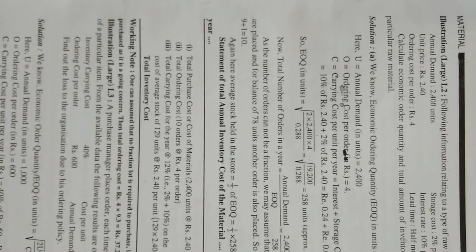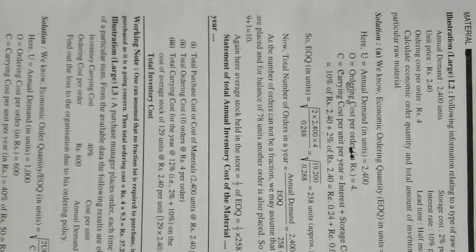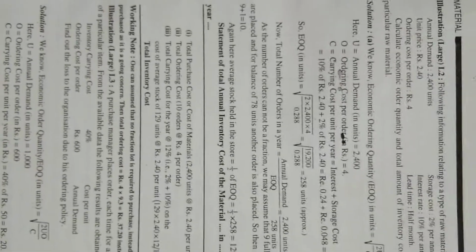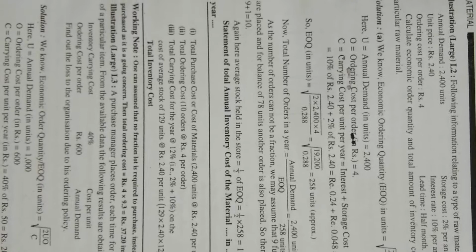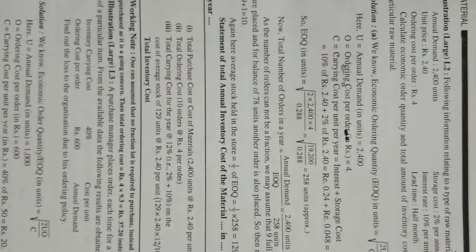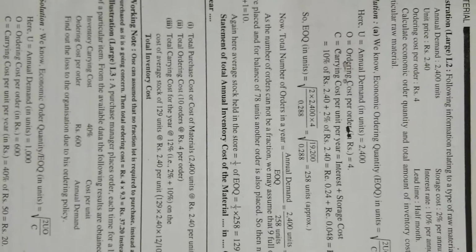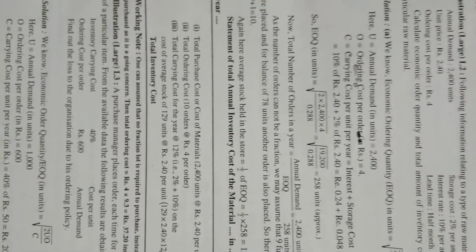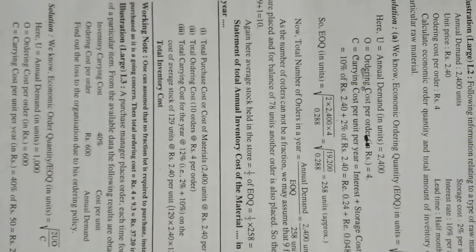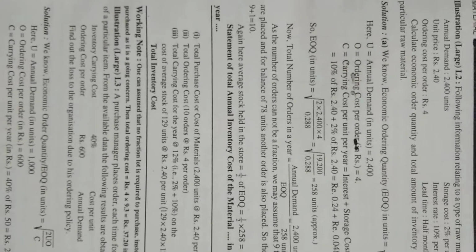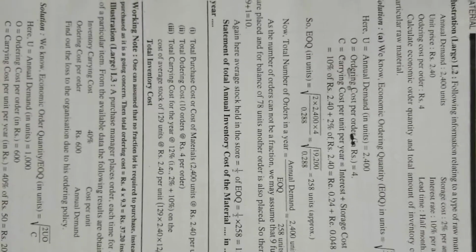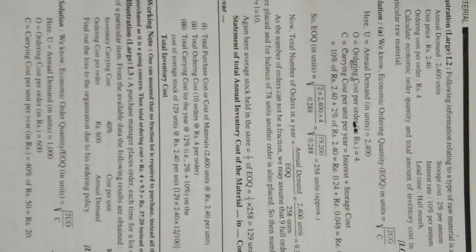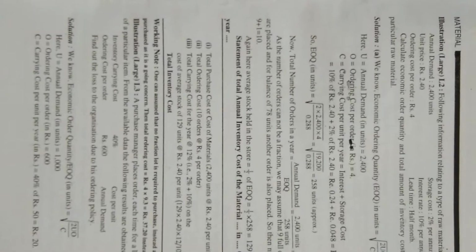EOQ is the ideal order quantity a company should purchase to minimize inventory cost such as holding cost, storage cost and order cost. Again I am telling, don't say minimum, rather you should say ideal order quantity a company should purchase to minimize its inventory costs such as holding cost, shortage cost and order cost. Okay, understood.